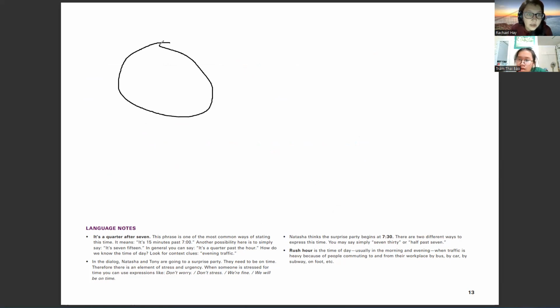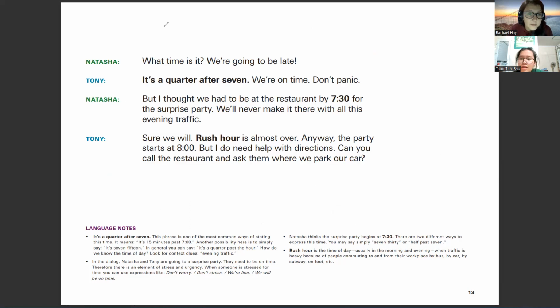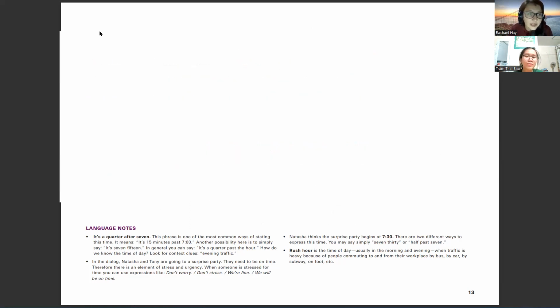Okay, so let's draw our clock here. That's a very, very, very terrible clock. Okay, so here's our clock.